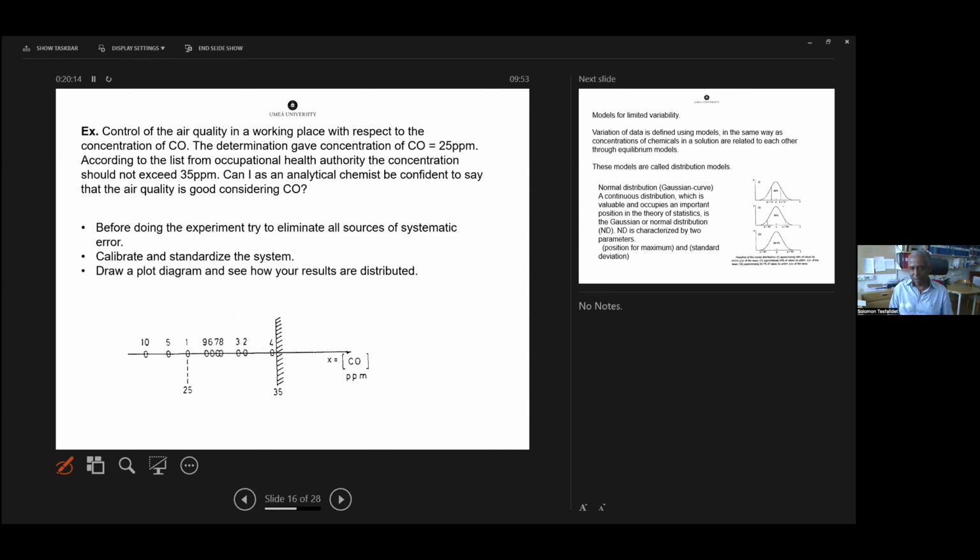Before doing the experiments, we must eliminate all sources of systematic error, meaning that we must calibrate the instrument and so on, draw a plot diagram and see how your results are distributed. And this is an example of that.